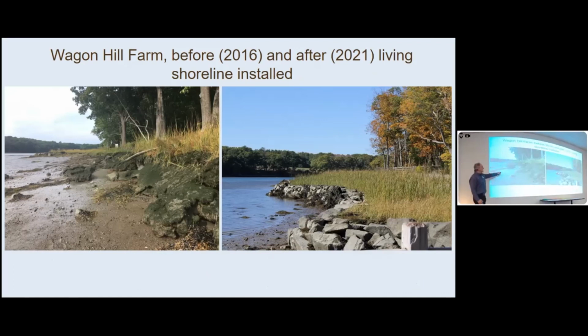Here's Wagon Hill Farm beforehand. You can see there's a lot of erosion. The marsh is slumped down. It's not a happy spot. This is the gondola pier. And the gondola pier is around the corner. You can't see it because everything's filled in and the marshes look good.